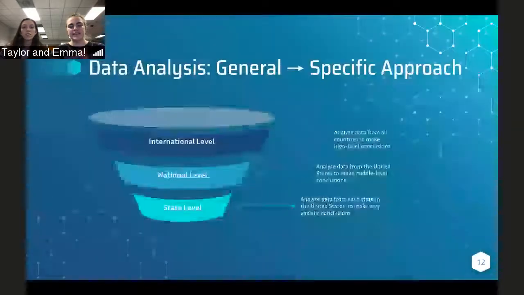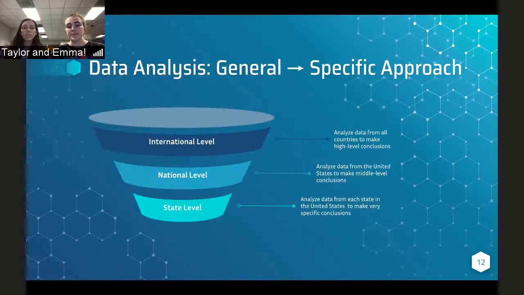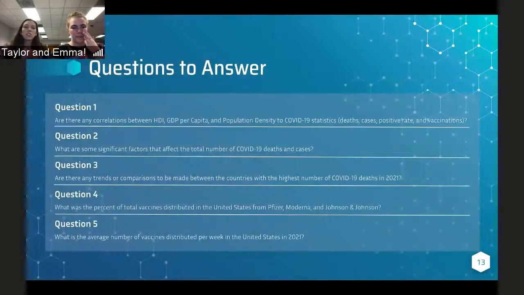So to get into our data analysis, we took a general to specific approach where we started our analysis at the international level to make some high-level conclusions, then moved down to the national level to make some conclusions about the United States as a whole, and then we moved into the state level where we actually took data from each state to make a very specific conclusion. So here are some of the questions we're going to be answering in the insights, which now follow with our analysis.